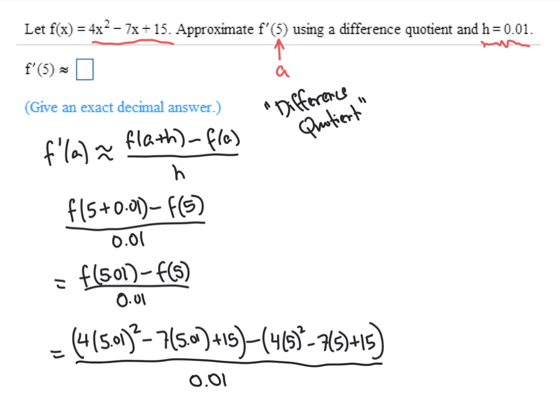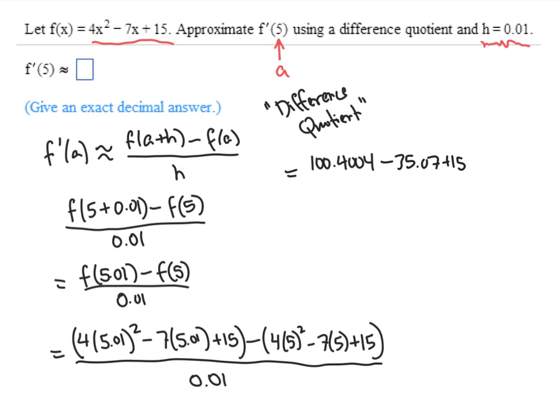And now we're just going to punch all that into our calculator. I recommend punching it in a little bit at a time. Don't try to type it all in all at once, because you're more likely to make a mistake and not realize it. So let's just do it one bit at a time. So on my calculator, I see that 4 times 5.01 squared works out to be 100.4004. And it's important in these kind of problems to keep all of the decimal places until the very end. When we multiply 7 times 5.01, we get 35.07 plus 15.